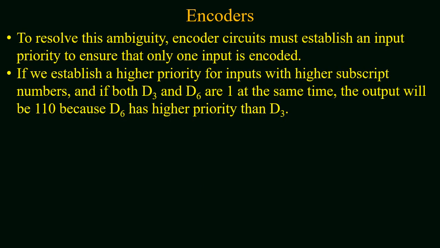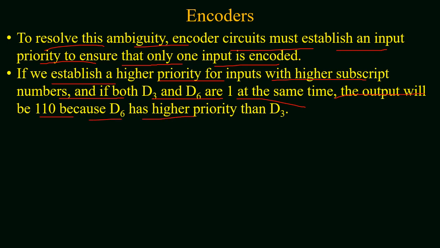Now to resolve this ambiguity, the encoder circuit must establish an input priority to ensure that only one input is encoded at one time. So if we establish a higher priority for inputs with higher subscript numbers, like if both D3 and D6 are active at the same time, then the output 110 corresponding to D6 must be generated because D6 has a higher priority than D3.